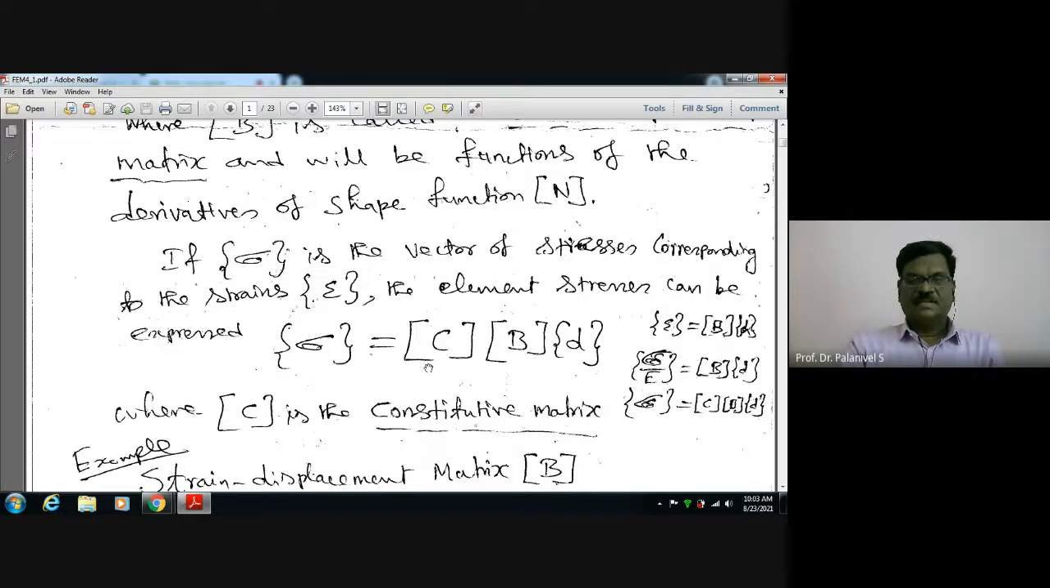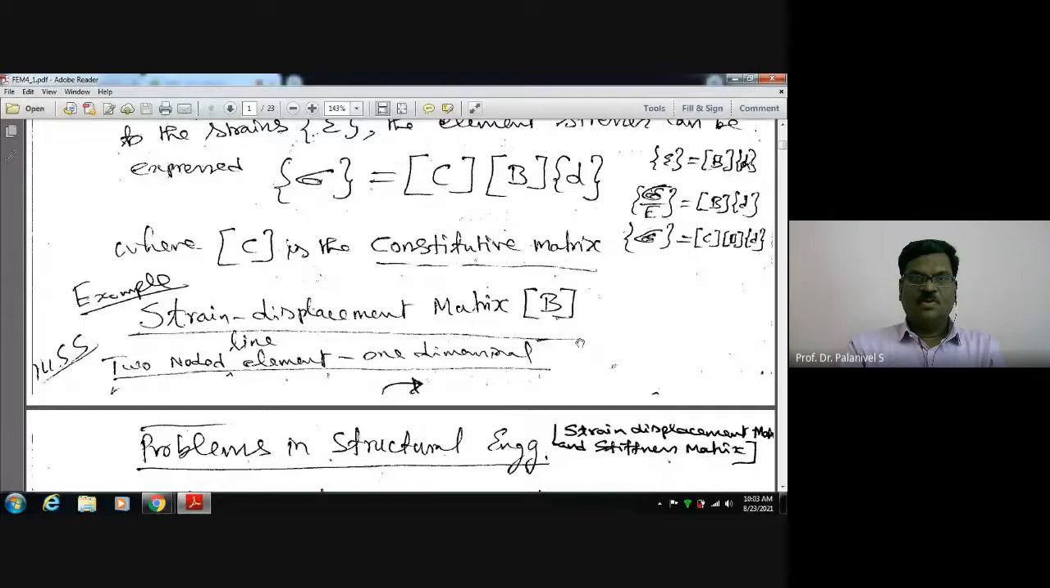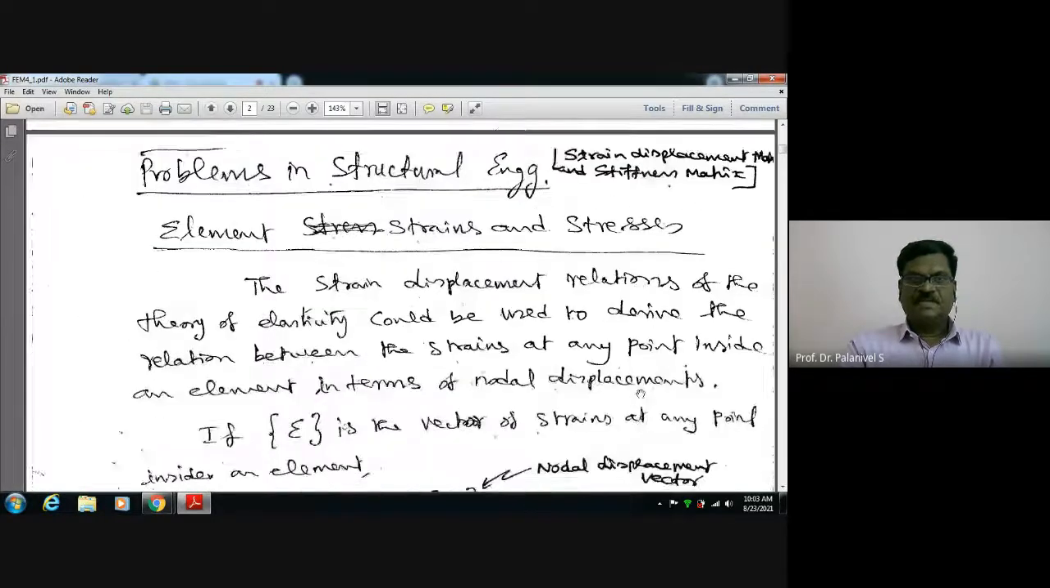Young's modulus represents the stress-strain relationship. Stress by strain equals Young's modulus. It consists of the elastic constitutive matrix here. So epsilon, let it be like that. Now we are coming to the important part: how to get this B, the strain displacement matrix B. The discussion comes here.